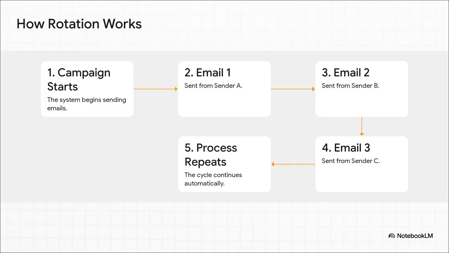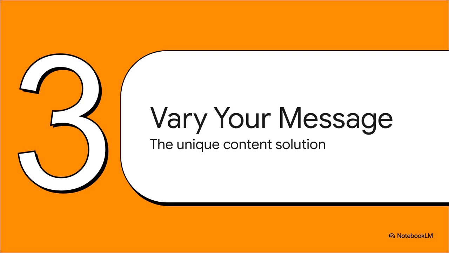And in practice, it's super simple. Your campaign kicks off. The system automatically sends email number 1 from sender A. The next one goes out from sender B, then sender C, and it just keeps cycling through all your accounts on repeat. It's like email camouflage. You stay completely under the radar. But look, solving the volume problem is only half the battle. We're not out of the woods yet. You also have to deal with the content problem. Because if you send thousands of emails from all these different accounts, but the message is exactly the same, well, those spam filters are smart, and they will catch on.